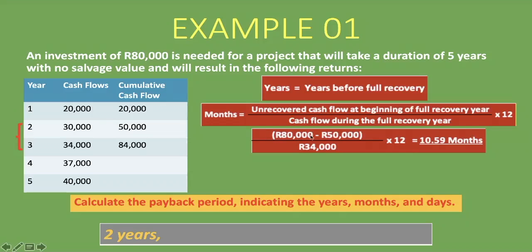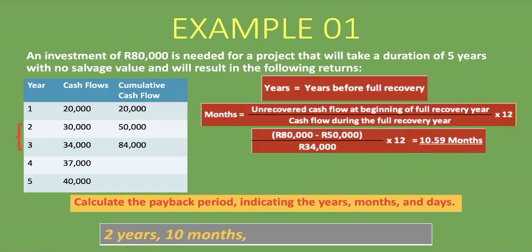The numerator is the 80,000 Rand initial investment minus the 50,000 Rand cumulative cash flow at the end of year 2, and we'll get our unrecovered cash flow at the beginning of full recovery year, and then we divide that by the cash flow during the full recovery year of 34,000 Rand, and then we multiply it finally by 12 months, and we get 10.59 months. That is how many months it's going to take us after 2 years to recover our initial investment. So we will ignore the 0.59, the decimal, and just put the months as 10 months.